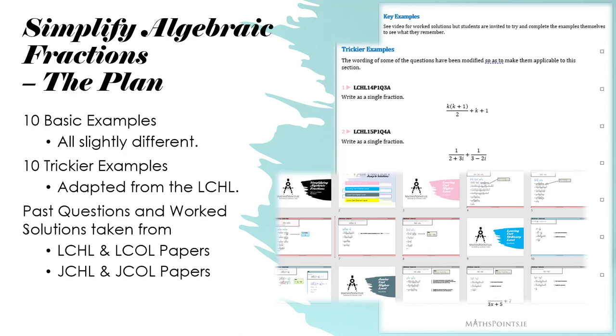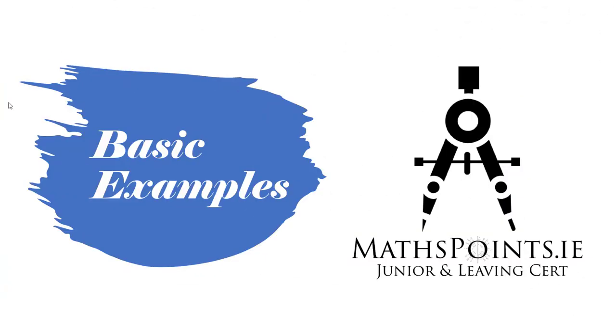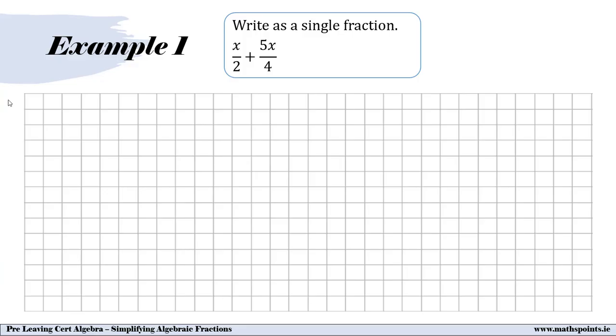And then, as usual, if people are looking to practice any particular type of question, we have the bank of past questions and work solutions. So we have Leaving Cert higher and ordinary level questions, and we have some junior cert higher and ordinary level questions. So we jump straight into the first of our examples, where we're asked to write as a single fraction x over 2 plus 5x over 4.